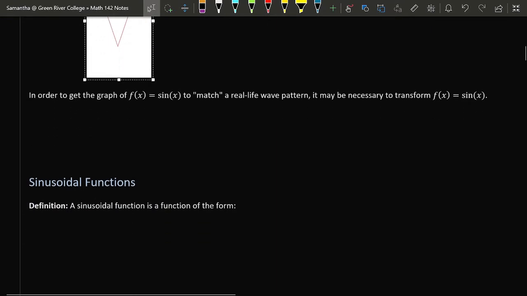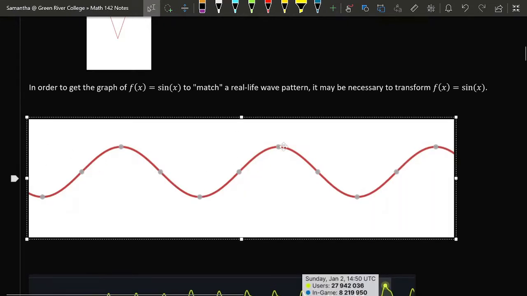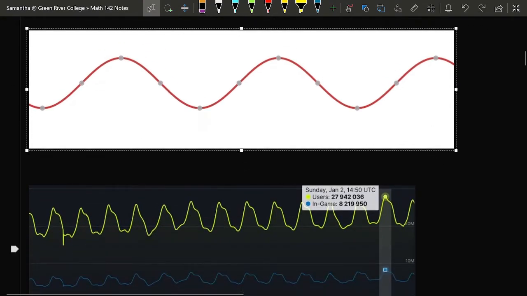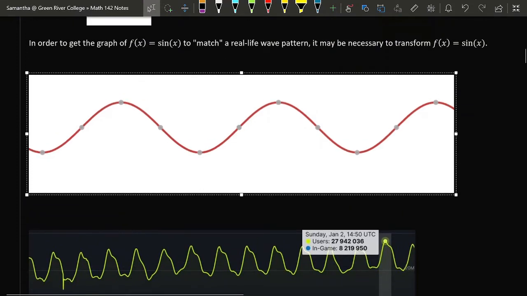Now, suppose that you're dealing with a real-world wave pattern. For example, the wave pattern that we saw in the chart for the number of users who were using Steam at the same time. Now, the default sine of x function may not be an exact match to whatever wave pattern you're dealing with in real life, but you might be able to get sine of x to be an exact match to your real-world wave pattern by transforming sine.